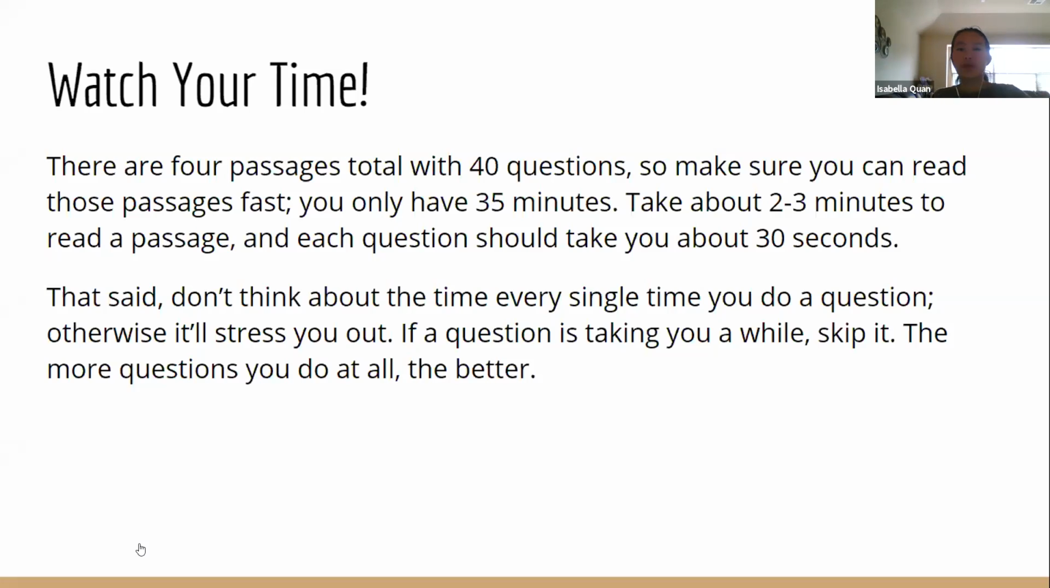So the first thing is read these passages fast. You have a very limited time. You have about 8, maybe 9 minutes, probably less, to read a passage. The number that I got was to take about 2 to 3 minutes to read a passage. Each question should take you about 30 seconds, maybe a little bit more, and that gives you a lot of breathing room for reading the questions first and answering them. I will talk about that in a second.